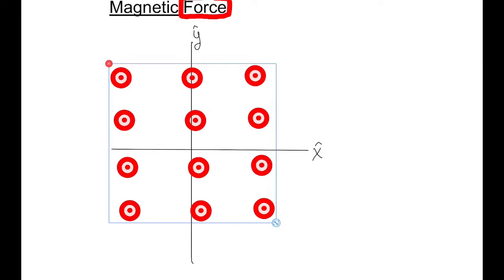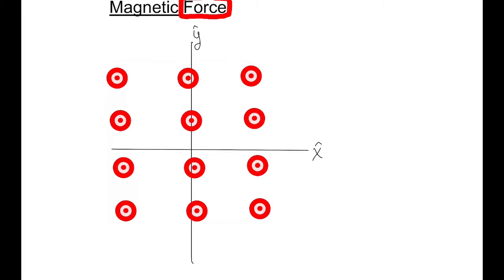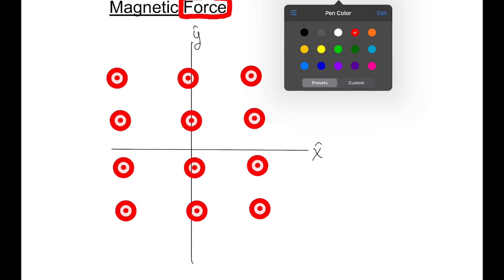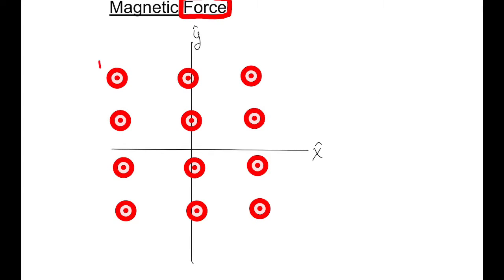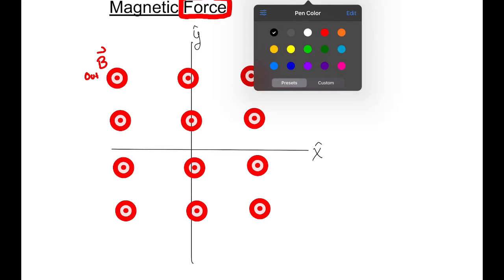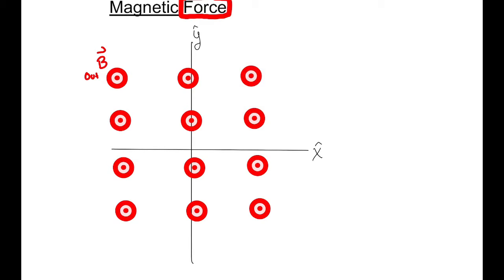So here I have a magnetic field. What direction is that field? That field is outward. So this magnetic field points out because you see a bunch of outward symbols with the dot pointing out. Now what we're going to do is take a charged particle and send it into this region with a velocity. So let's make our particle a positive particle, a pink positive particle.